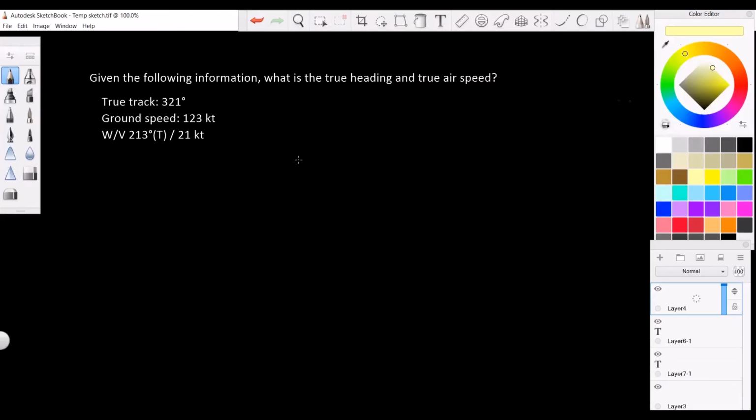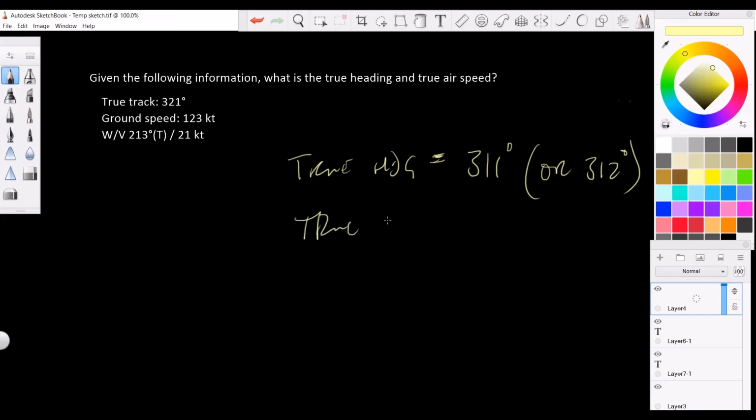So the answer to this is that the true heading is either 311 degrees if you found that the drift was closer to 10 degrees, or 312 degrees if you found the drift was closer to 9 degrees, about 9.5 degrees. And the ground speed, sorry, correction, the true airspeed. I'm so used to doing the ground speed as the answer, I said the ground speed. I think it's 118. So you should be able to get within 1 degree and 1 knot of those answers.